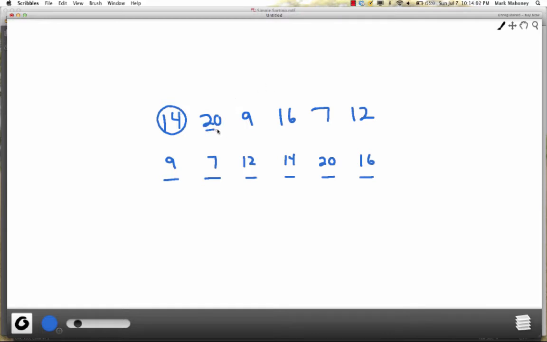Right, so you would just start going through here. 20, that's greater than 14, so that's going to end up on the right. 9 is less than 14, it's going to end up on the left. 16 is greater, it's going to end up on the right. 7 and 12 are less than, so they're going to end up to the left here. So the numbers that are less than 14, 9, 7, 12, they're over here on the left. The numbers that are greater than 14, 20 and 16, they end up on the right.